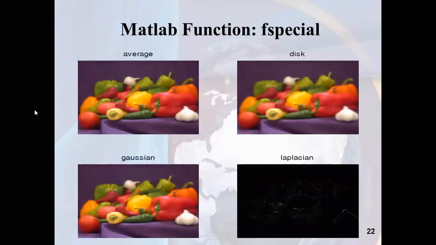So this is the average. This is disk. You see some blurring. The image is lightly blurred. Gaussian filter. We see the quality is better. This is Laplacian, and Laplacian is an applied filter that determines the edges. You can see the edges, different edges. So it's not very clear, but it takes the edges between the different parts of the peppers on the image.